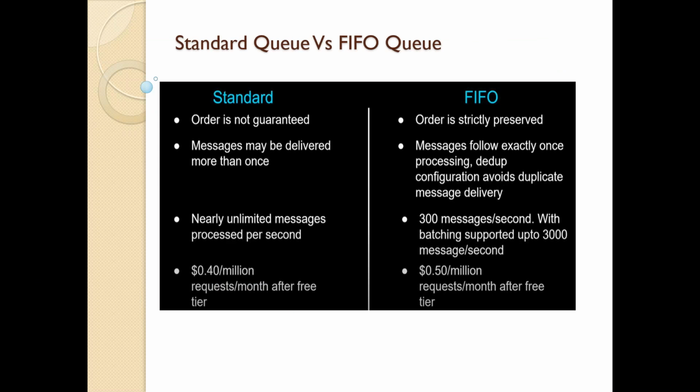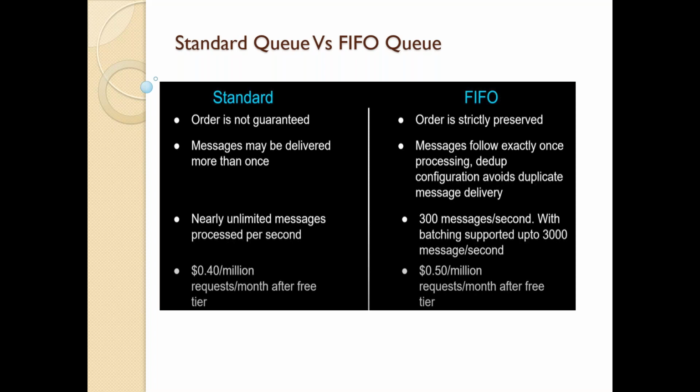There are two types of queues we have: the standard queue and the FIFO queue. FIFO means first in, first out. In the standard queue, order is not guaranteed. When you publish messages to the queue as ABC, it is not guaranteed that they will always be processed as ABC. Whereas in the FIFO queue, the order is strictly preserved. That is why it's called first in, first out.